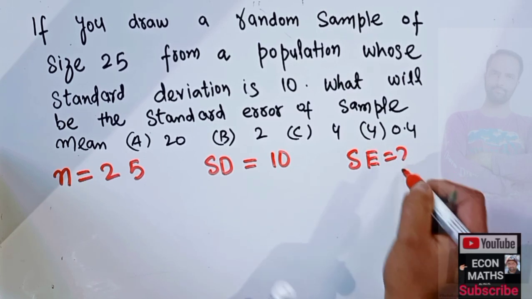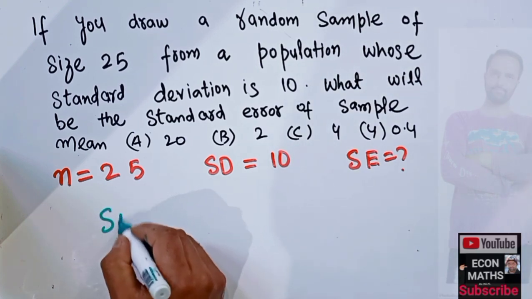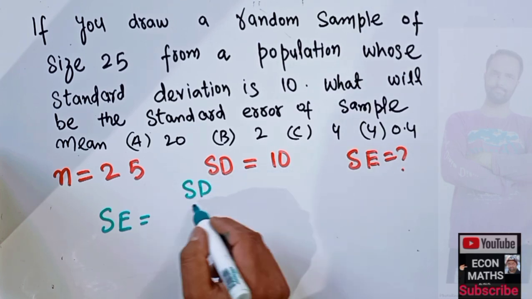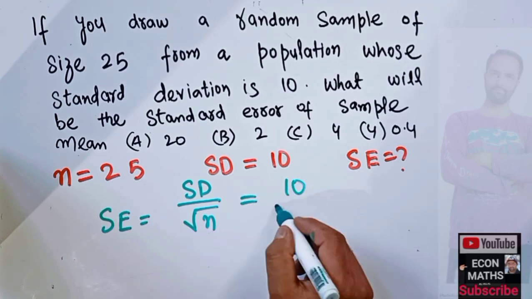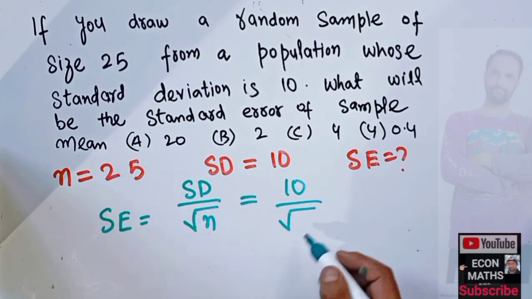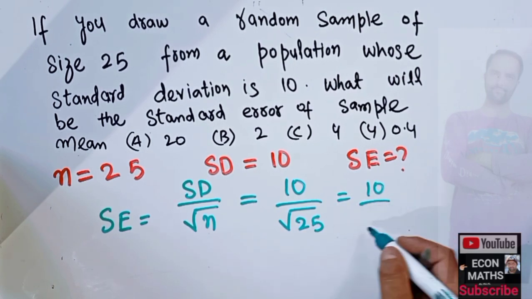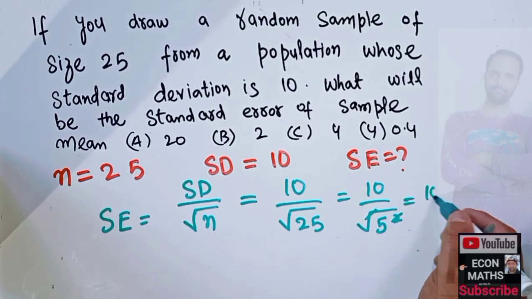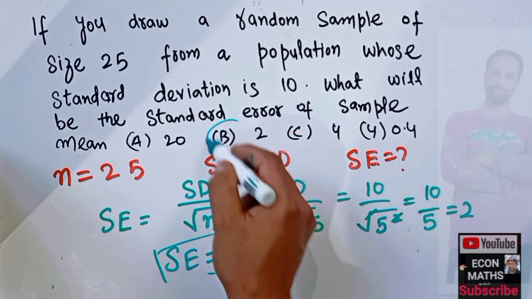Standard error is equal to the standard deviation upon the square root of the sample size. Standard deviation is 10 and n is 25, so this is 10 upon root 25, which can be written as 5 squared. Square and root get cancelled, we get 10 upon 5, which comes out to be 2. That means standard error will be equal to 2. The correct option should be option B.